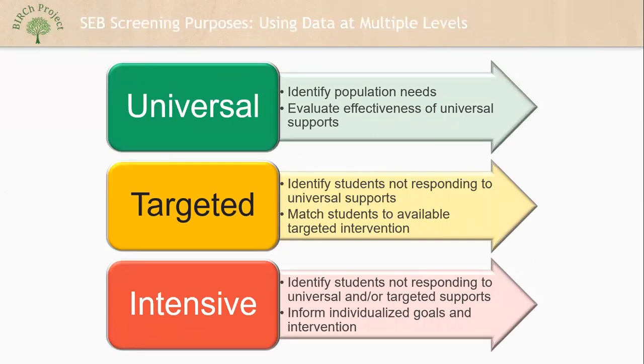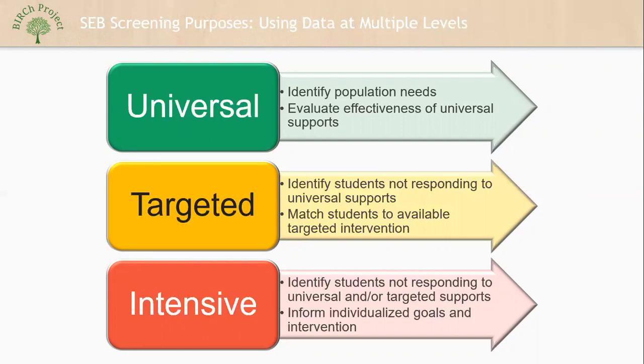In a multi-tiered system of support, students are provided with intervention that varies in intensity based on the level of their needs. So it's important to understand that SEB screening data may be used differently at different levels to make decisions regarding intervention. At the universal or Tier 1 level, SEB screening data may be used to evaluate and inform changes to core SEL instruction or the way in which school-wide positive behavior expectations are taught and reinforced.